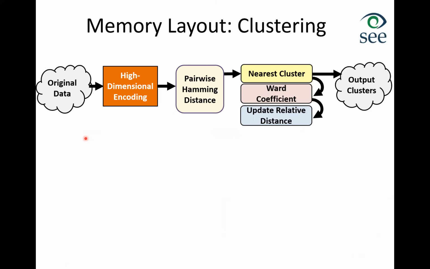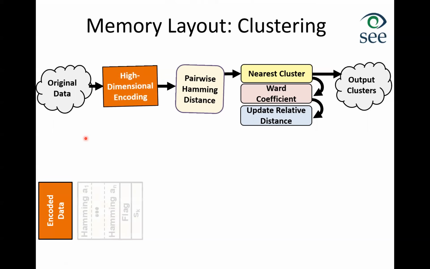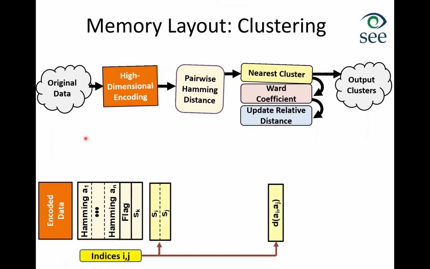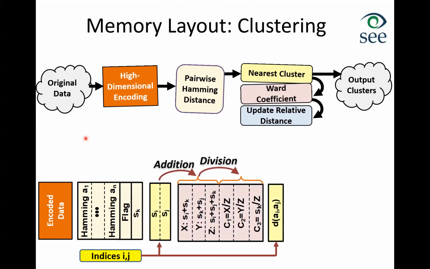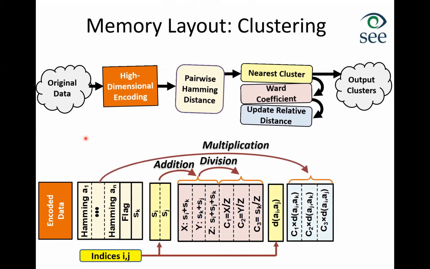If you look here, we show the layout of memory at the bottom to show how this computation can happen entirely in one or a few memory blocks that store the values. If I have encoded values stored in memory, we create a distance matrix, then we compute the nearest data, then we compute the Ward coefficients based on the addition and division that I explained, and finally we update the relative distance.